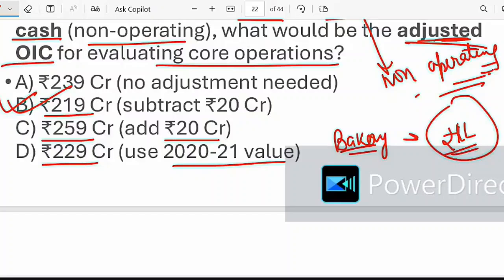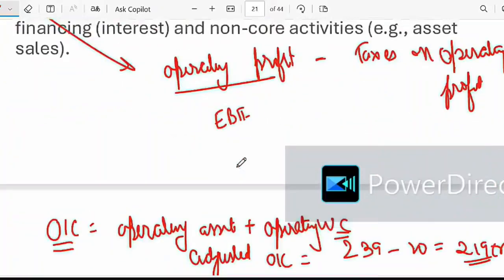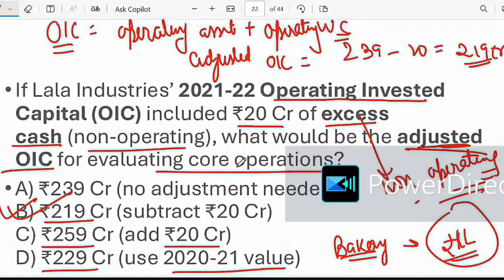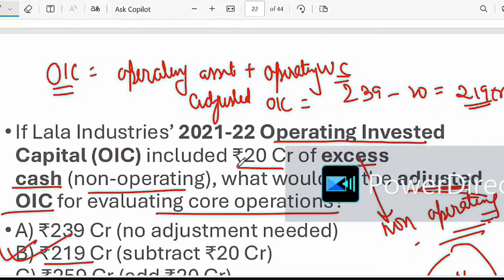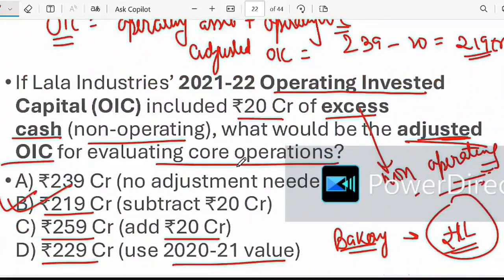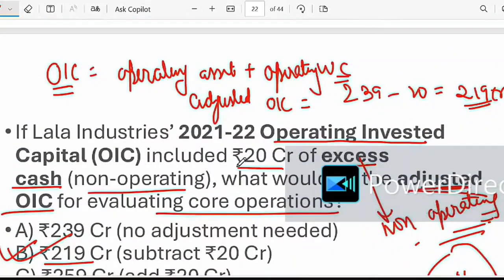So the two things we have learned in these two questions: first, what is NOPLAT. While calculating NOPLAT, remember we did not take interest income, non-interest income into consideration. And second, what is OIC and how to deal with this excess cash, right? The same thing is given in your book.